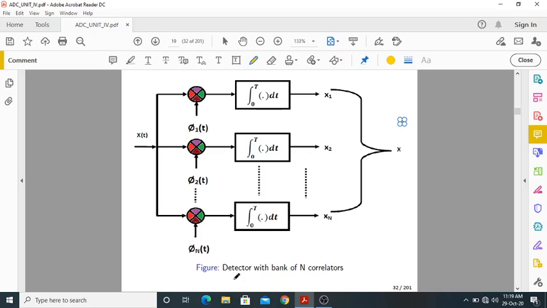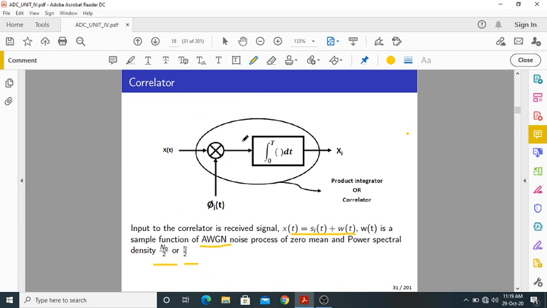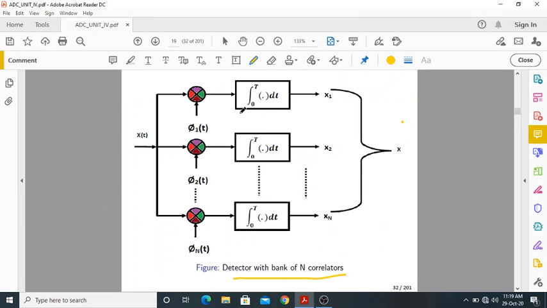Now, this is the detector. Just now I told you this is the correlator. Here we have N such correlators, capital N number of correlators, so that is called a bank of N correlators. It is nothing but a detector or simply a demodulator. This is not the demodulator of BPSK alone; in general, it is the demodulator of any digital modulation technique.